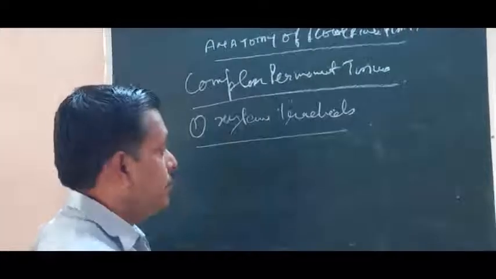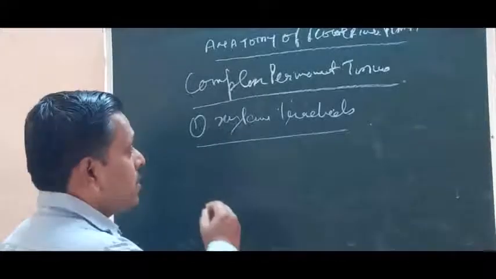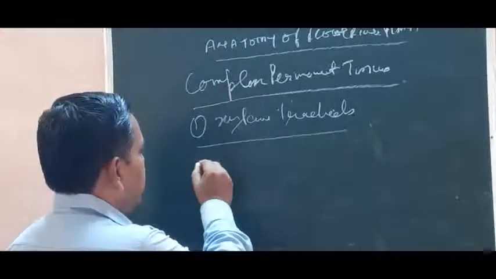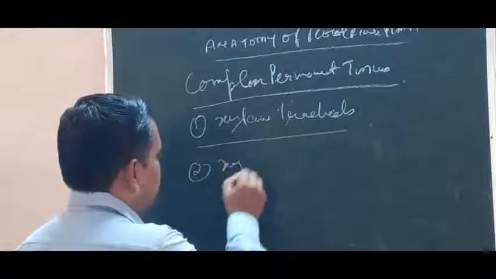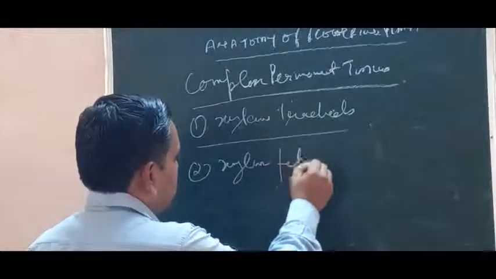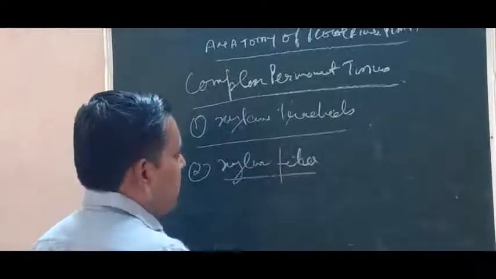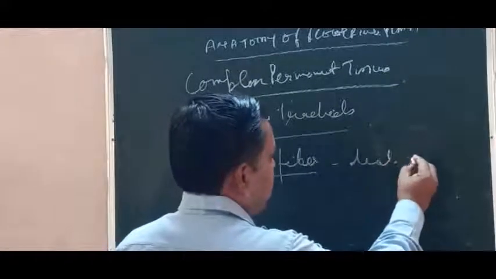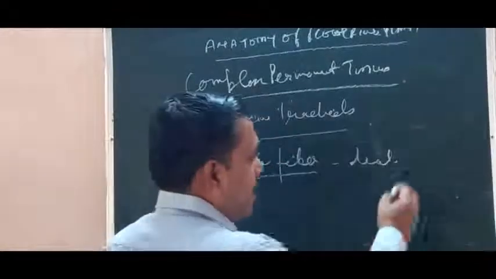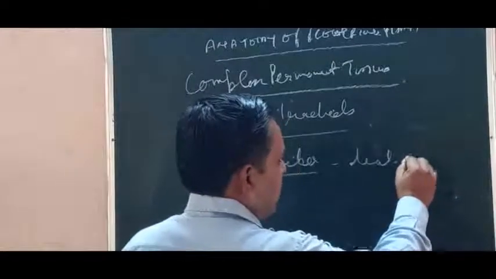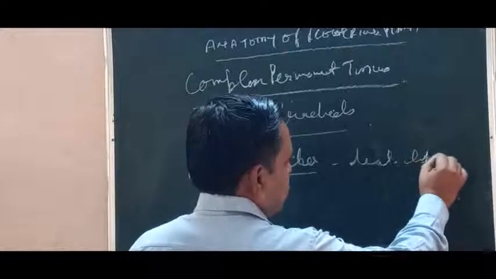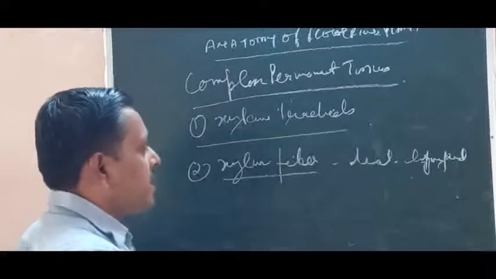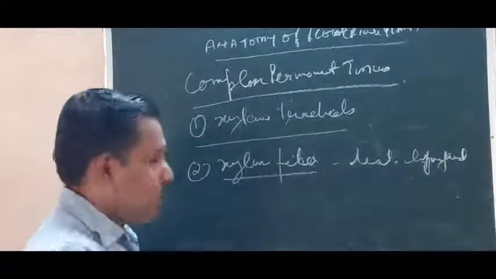Now the third member of the xylem element is the xylem fiber. Xylem fiber is a special cell which is also a dead cell and a highly thickened cell. It has a lignified wall, and it is a thickened, dead cell also, the xylem fiber.